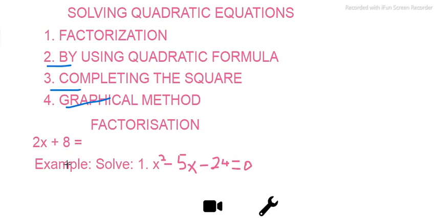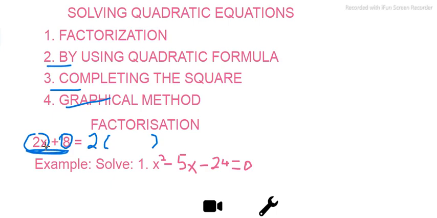Now, to understand the concept of factorization, I will use this example. When you say factorization, it means you want to introduce brackets. To introduce that bracket, you are going to make use of HCF. Here we have 2x, here we have 8. Let's deal with the numbers. What is common? The highest number that can divide both 2 and 8 will be 2. So the number outside will be 2.